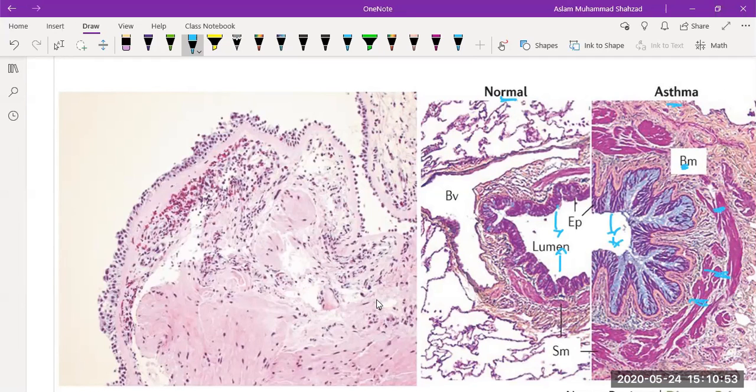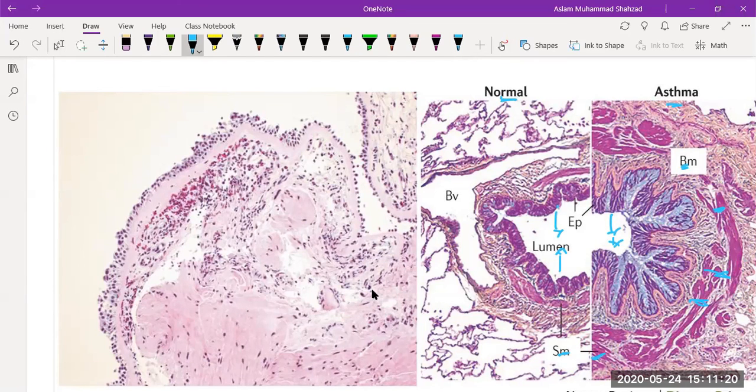These are the smooth muscles. So smooth muscle hypertrophy occurs. That's the difference between normal and asthmatic patient. Number one, the lumen is narrowed; number two, increased thickness of the basement membrane; and number three, smooth muscle hypertrophy.